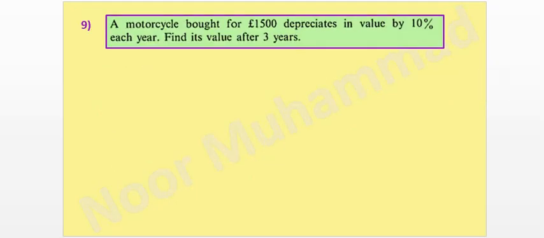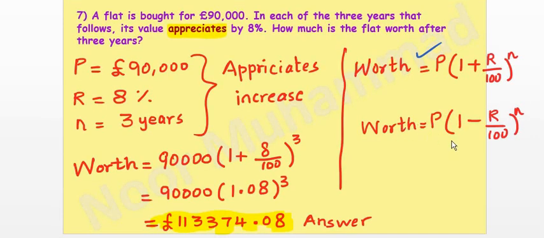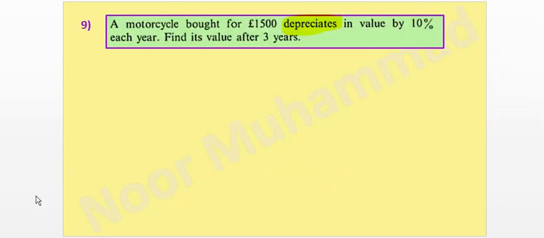It says a motorcycle bought for £1,500 depreciates. So what is the keyword? It's depreciates, in value by 10% each year. Find the value of the motorbike after 3 years. As I explained, in case of depreciation, the only difference is that you have to put the minus sign. The formula becomes the principal amount times 1 minus rate over 100, raised to the number of years. So better pause the video here and solve it on your own.